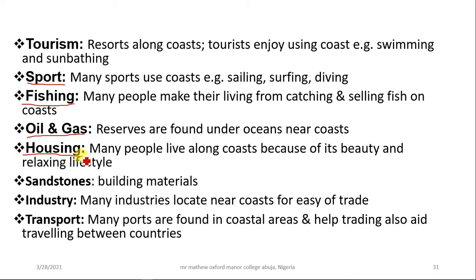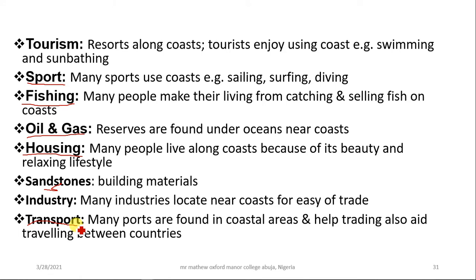Housing. Many people live along the coast because of its beauty and relaxing lifestyle. And there's presence of sandstones, and sandstones are used for building. And industries, many industries are located near the coast for ease of trade and transport, and it's also a major source of salt. It's also a source of water. Through the desalination process, you can remove the excess salt content that is found in ocean water to make it suitable for drinking.